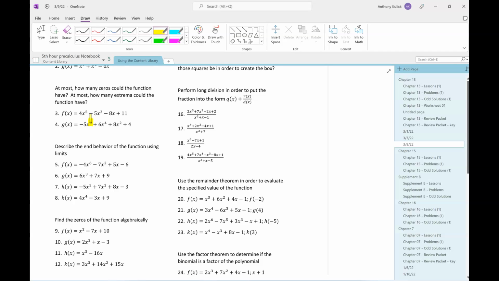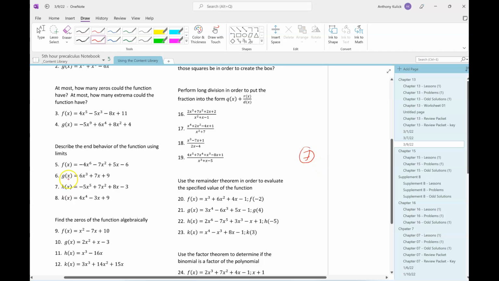7. Told me to ask. Okay. So 7 says describe the end behavior using the limits.